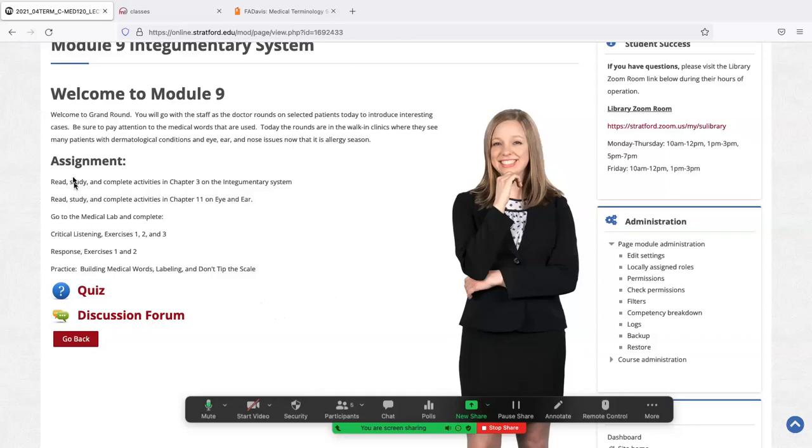Of course, it is week 9. Week 8 items are due, which is, of course, your medical language laboratory, your discussion, which is the make your own quiz assignment, and, of course, your medical language laboratory.